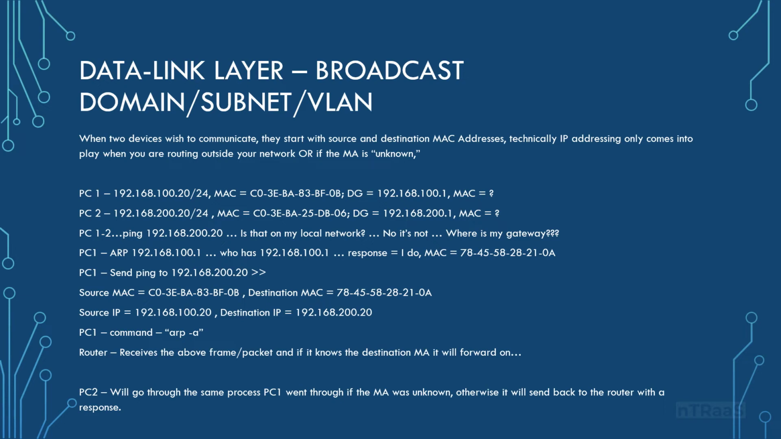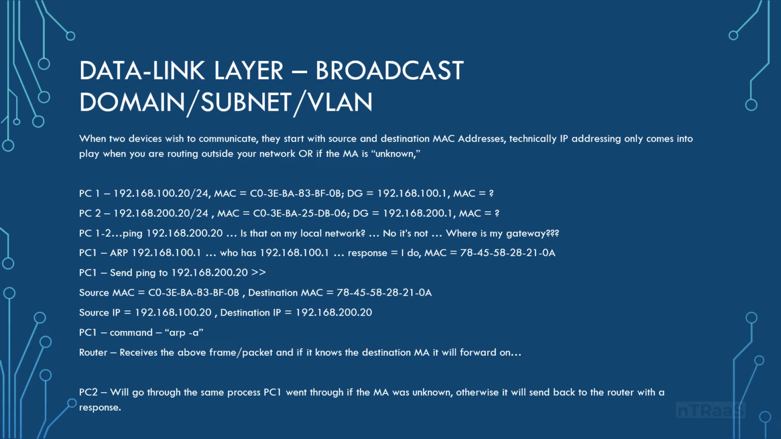If PC1 wants to ping 192.168.200.20, it asks itself, is this on my local network? Well, of course, no, it's not, because 192.168.100.0/24 and 192.168.200.0/24 are on different subnets.